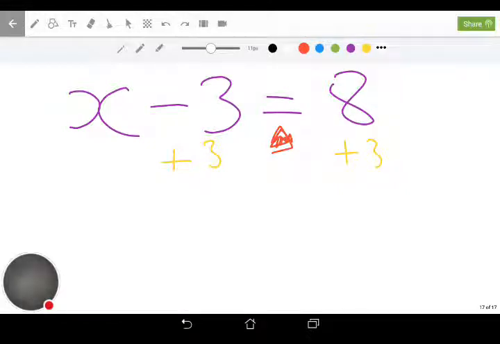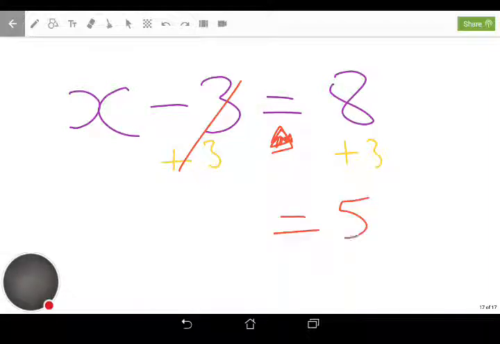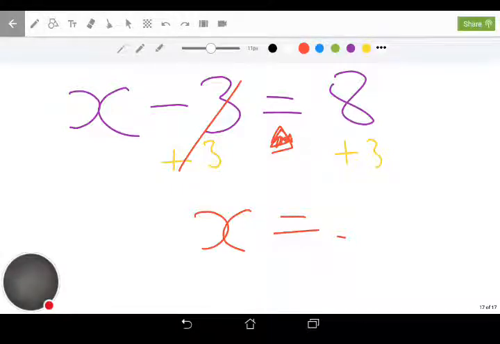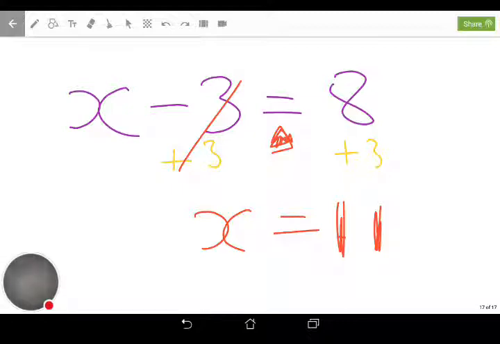So minus 3 plus 3 cancels out to nothing, and 8 take away 3 is 5. So we're left with, oh sorry, it's me, we can all make errors. Sorry, 8 plus 3 is 11. And then we bring down the x, so x equals 11. You can put it back or substitute it back into the original equation to check that you're right. Now 11 minus 3 equals 8, so you know you're doing this right.